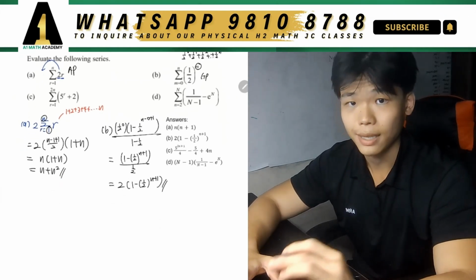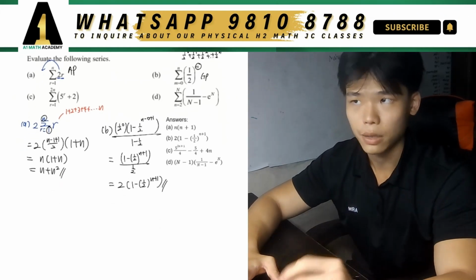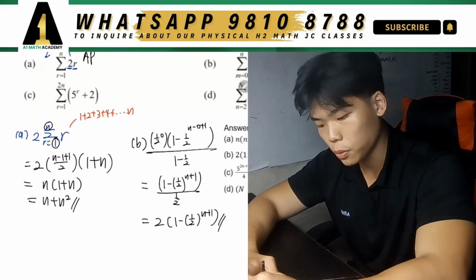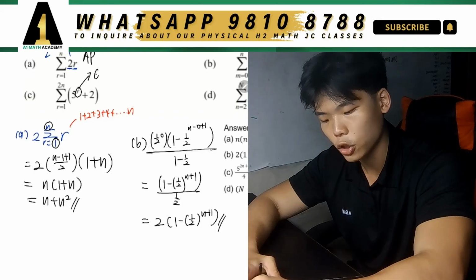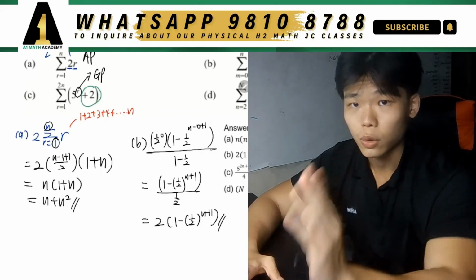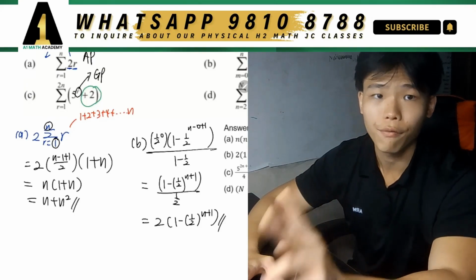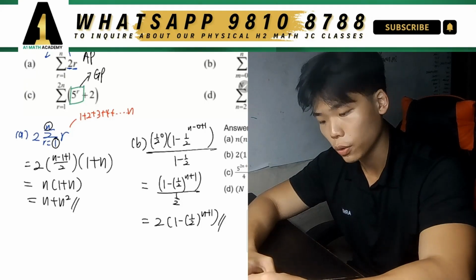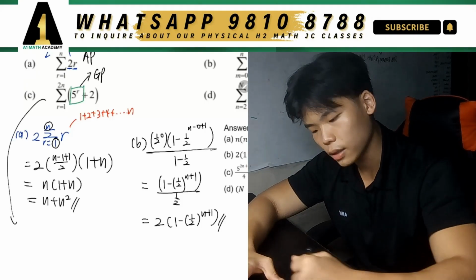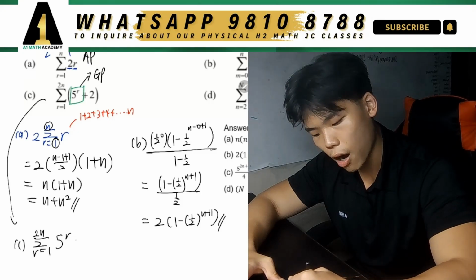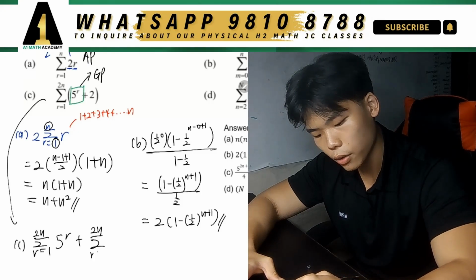So first part is recognizing it's an AP, second part B is recognizing it's a GP. Now for part C, you realize that it's also a GP, right? Because this one is also a GP. But there's a plus 2 over here that we must split at the start. We need to split this into the summation of 2 different functions so that we can isolate this as a GP on its own, right? So therefore, this one over here, we'll first split it up to give us the sum from r equals 1 to 2n of 5^r, plus the sum from r equals 1 to 2n of 2.